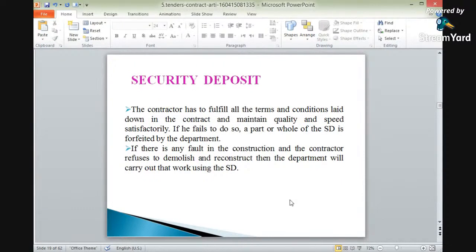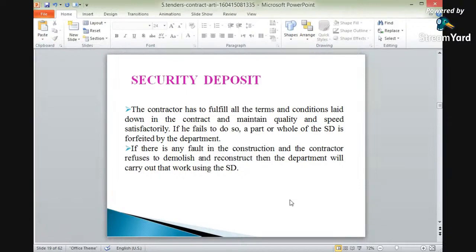The contractor has to fulfill all the terms and conditions laid down in the contract, as I've already said, and he should fulfill all the specifications. He must maintain quality and speed satisfactorily. It should not be that we are increasing the speed and reducing the quality. At the same time, we have to maintain the quality as well as speed. So this security deposit plays an important role in maintaining the quality as well as speed in the construction of work.